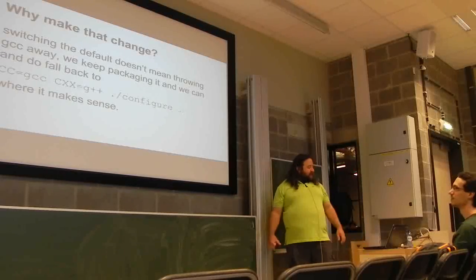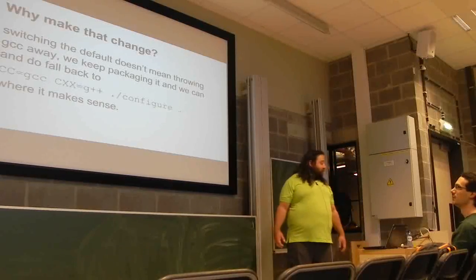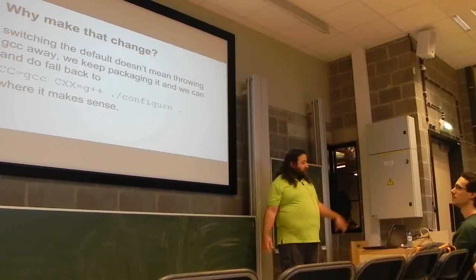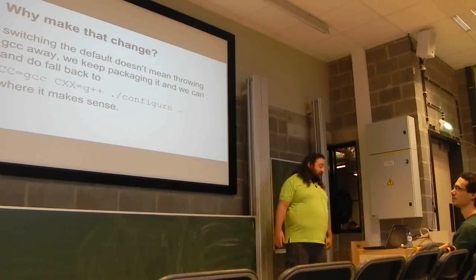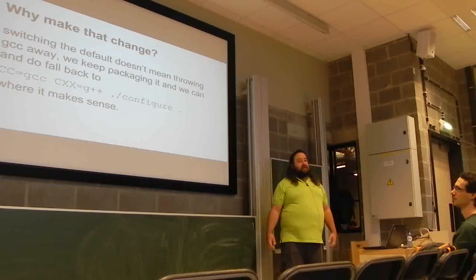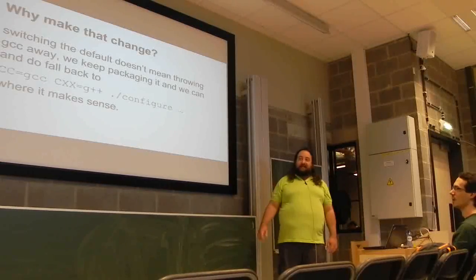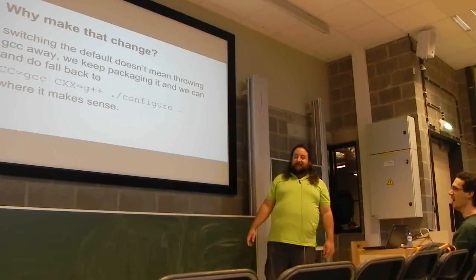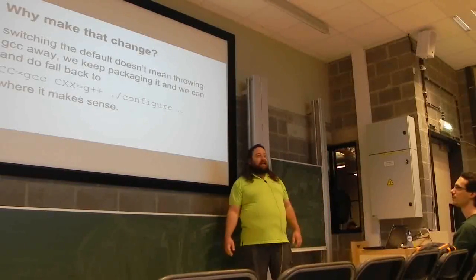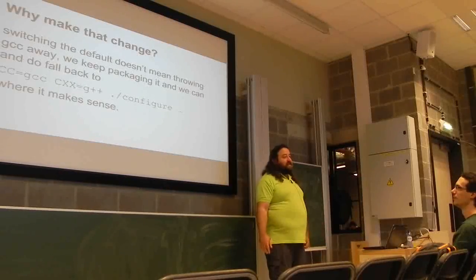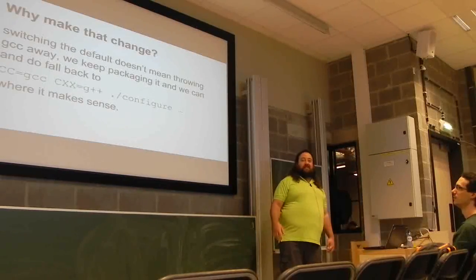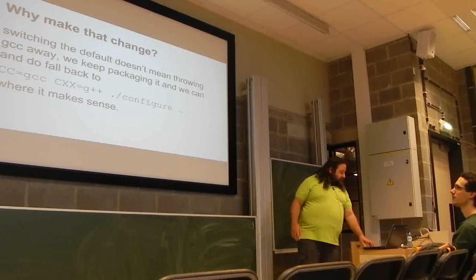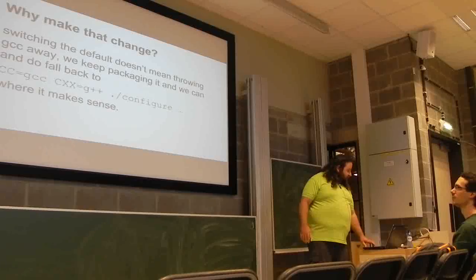So we're not actually planning to throw GCC away. We keep packaging it, and we can fall back to it by specifying CC equals GCC and CXX equals G++ to configure our CMake where it makes sense. In a couple of packages, we actually still have to do it because there are some unresolved problems. In some other packages, it may make sense because GCC is really good at optimizing some stuff. But for the most part of the distribution, we're not doing it.